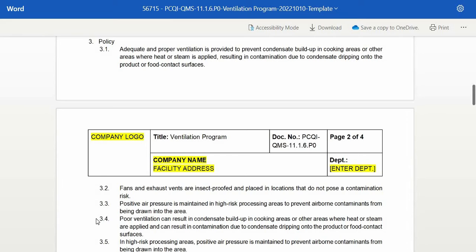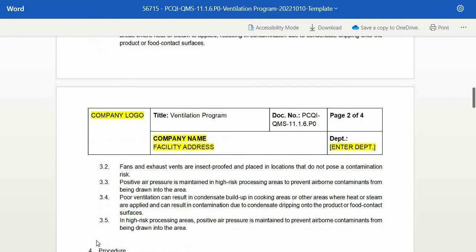Fourth, poor ventilation can result in condensate buildup in cooking areas or other areas where heat or steam are applied and can result in contamination due to condensate dripping onto the product or food contact surfaces. And fifth, in high-risk processing areas, positive air pressure is maintained to prevent airborne contaminants from being drawn into the area.